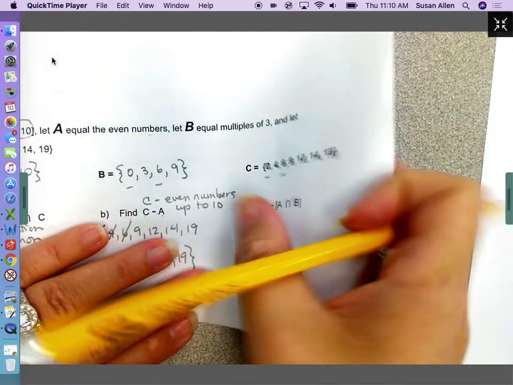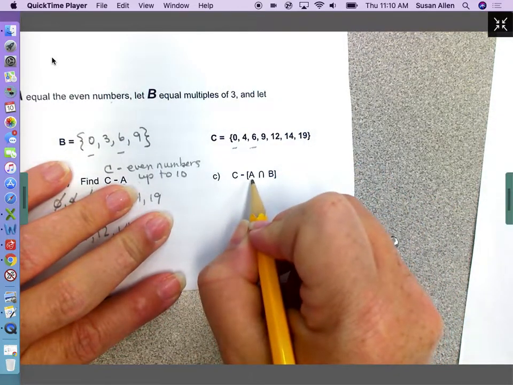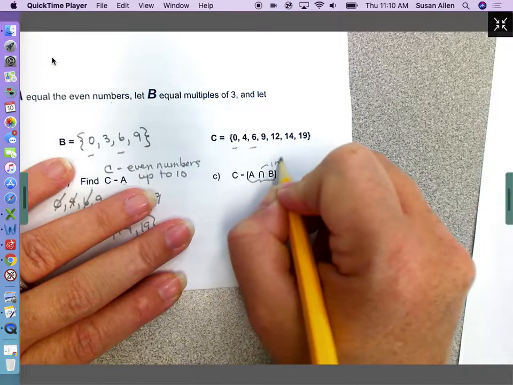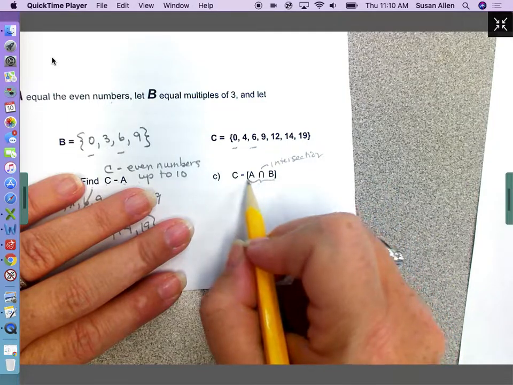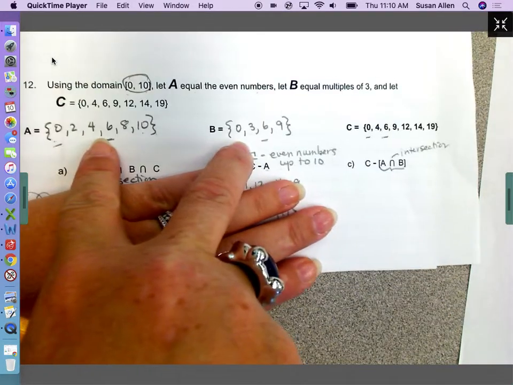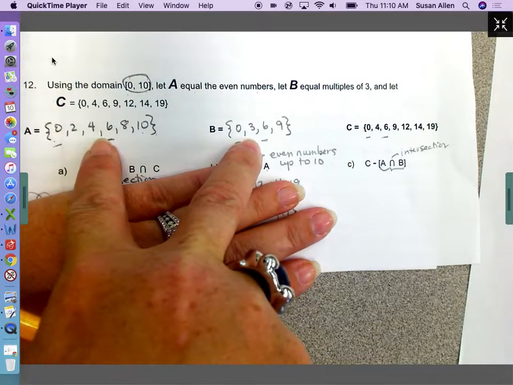Next, for part C, I am starting off with set C, and I am taking out elements that A and B have in common because this is an intersection. So we need to think, what elements do A and B have in common? Well, if we look at sets A and B, the only things they have in common are 0 and 6.